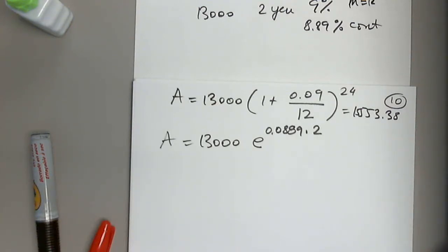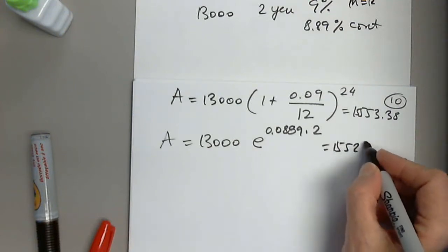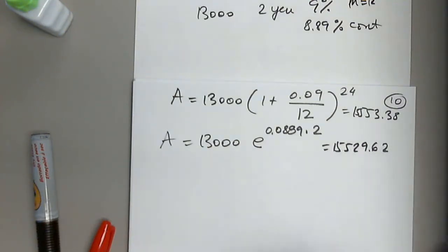13,000 times e, parentheses, 0.0889 times 2, close the parenthesis, enter. So 15,529.62. Which one is better? Which one would you prefer?